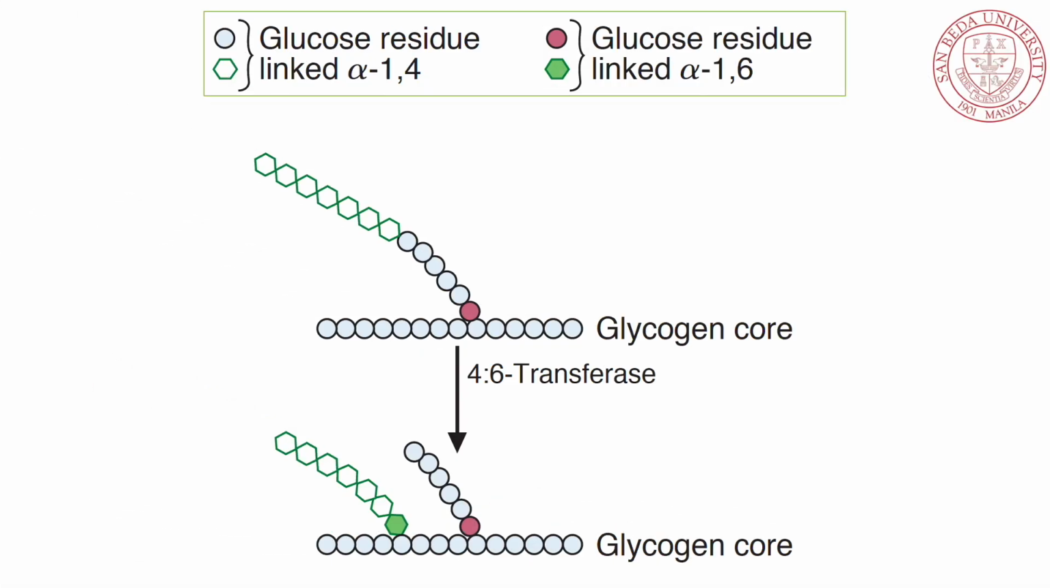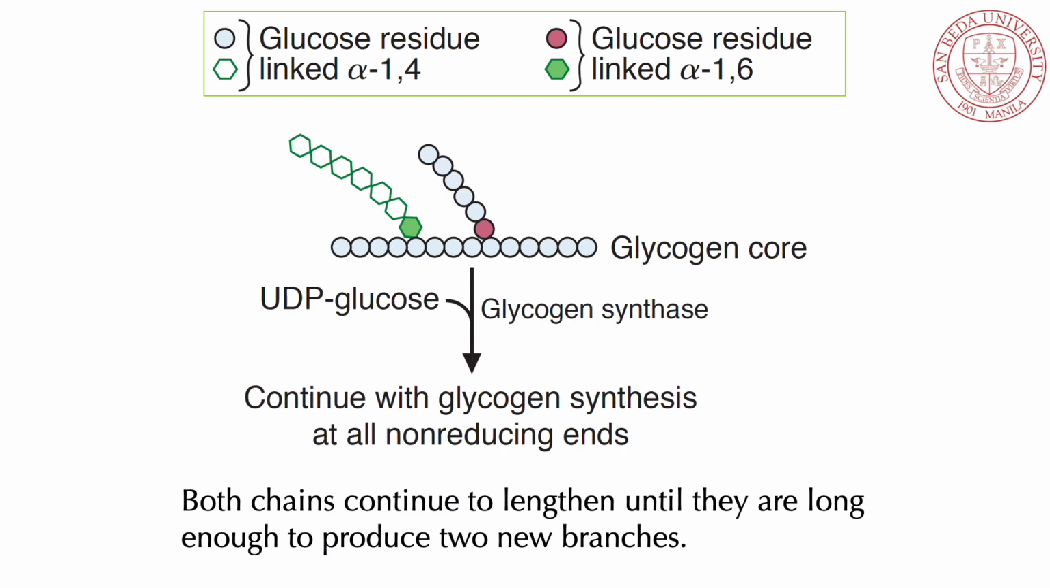Now, when a chain has grown long enough, that is, if it is already 8 to 10 glucosyl units long, a different enzyme called 4,6-transferase, also known as glycogen branching enzyme, cleaves a part of it and transfers and attaches it to another site on the glycogen molecule via an alpha 1,6 glycosidic bond. There is now a new branch besides the original chain from which it was cleaved. Now, both chains then continue to lengthen until they are both long enough to produce two new branches.